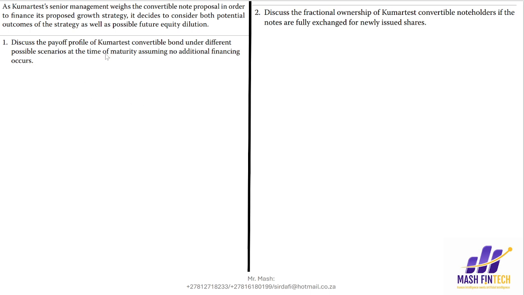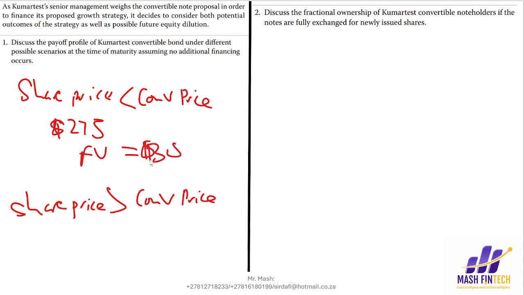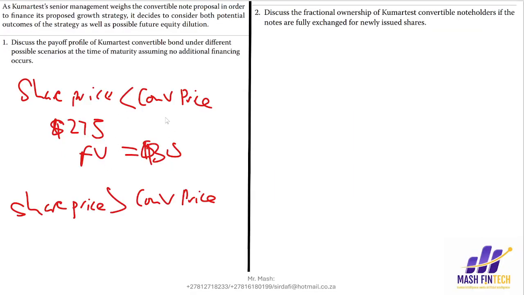Discuss the payoff profile of Kummersted's convertible bond under different possible scenarios at the time of maturity, assuming no additional financing. So at the time of maturity, there are two options. Either the share price is less than the conversion price, or the share price is greater than the conversion price. If the share price stays below the conversion price of 275 per share, then the bondholders will just receive the face value, which was given in the case study as 30 million. This is what they receive if the share price is below the conversion price.